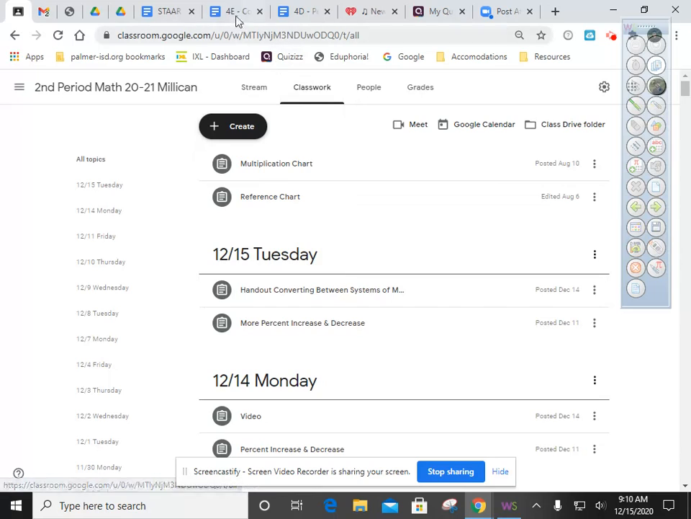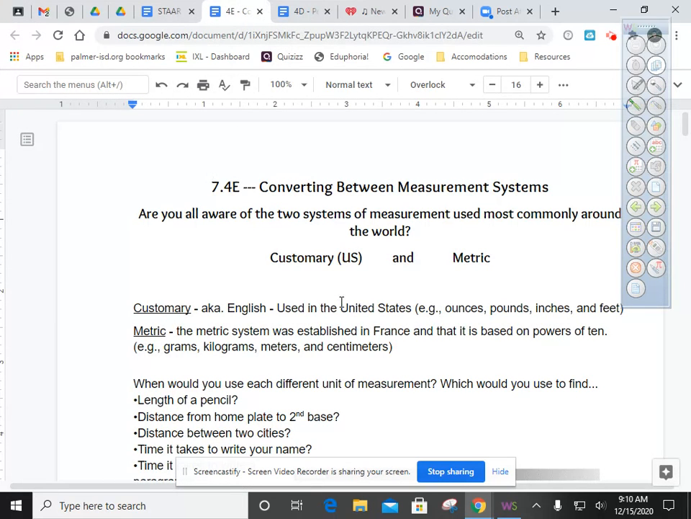I'm gonna move on. So we're gonna start talking today about converting between the U.S. customary and the metric system. Have you guys ever heard of the metric system? Yes, ma'am. Yeah, that's the one that's base 10. It's pretty simple. It's grams, kilograms, meters, centimeters, liters, things like that. Customary, which is what we use, we are the only country, as far as I know, that does ounces, pounds, inches, and feet. So we're going to convert between those two measurement systems today.